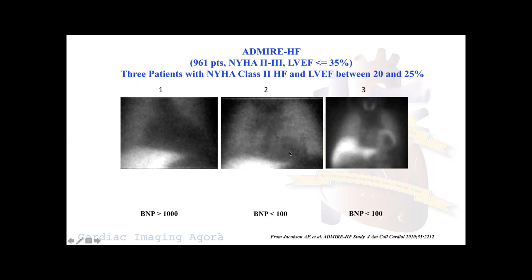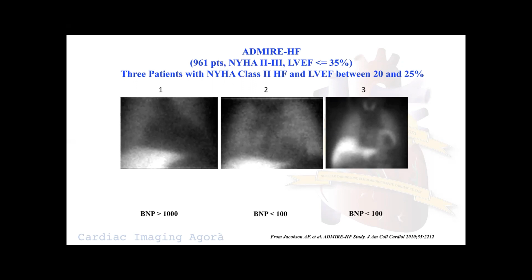This is the second one. In this case, you can obtain probably here a little bit of uptake of MIBG. And here you have the third one. Here you have the heart. So in this case, you have 3 kinds of patients that apparently, from a clinical point of view, are quite similar because their ejection fraction is between 20 and 25%.